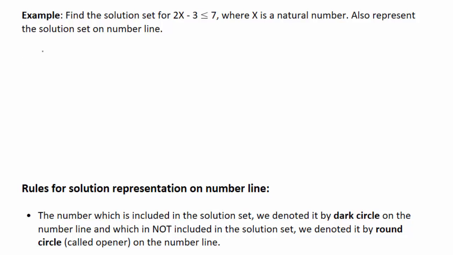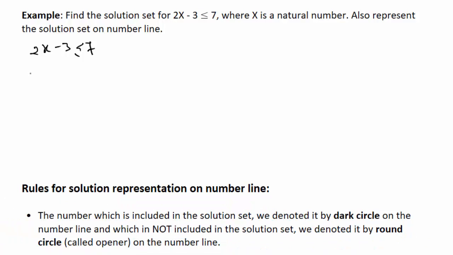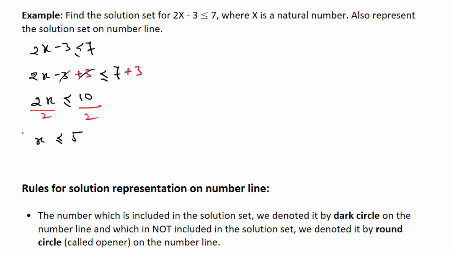So the given inequality to us is 2x minus 3 less than or equal to 7. Now let's add plus 3 to both sides of the inequality. So the new expression will become 2x minus 3 plus 3 less than or equal to 7 plus 3. So 3 and minus 3 will cancel out each other. So we will get 2x is less than or equal to 10. Now let's divide both sides of the inequality by 2. Then the new result will be x is less than or equal to 5. So this is our solution set.